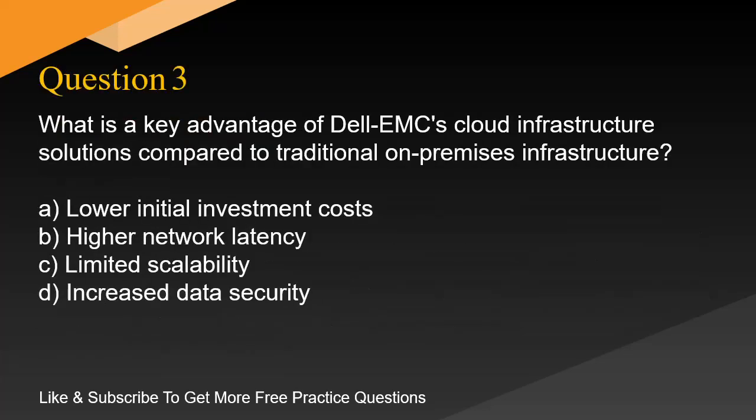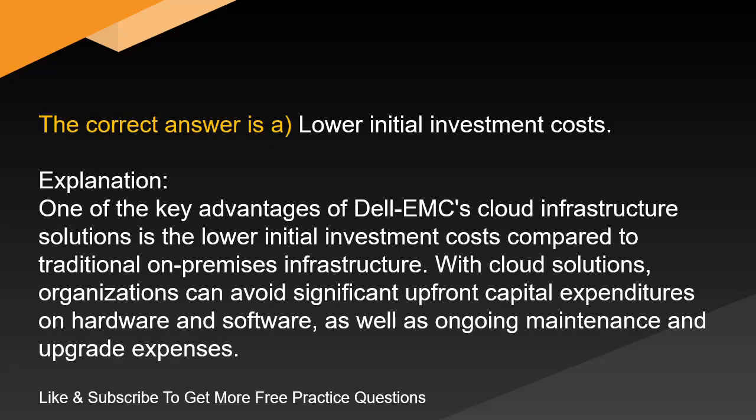Question 3. What is a key advantage of Dell EMC's cloud infrastructure solutions compared to traditional on-premises infrastructure? A. Lower initial investment costs. B. Higher network latency. C. Limited scalability. D. Increased data security. The correct answer is A.